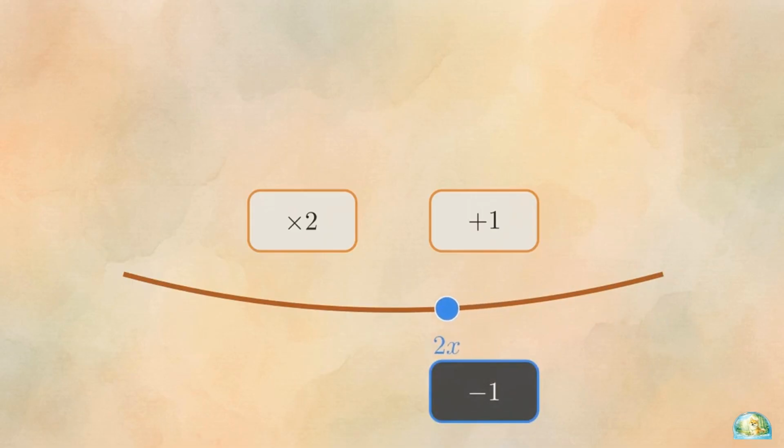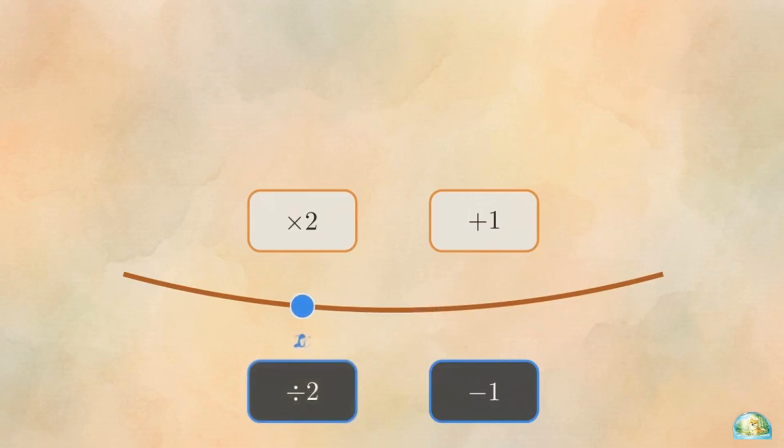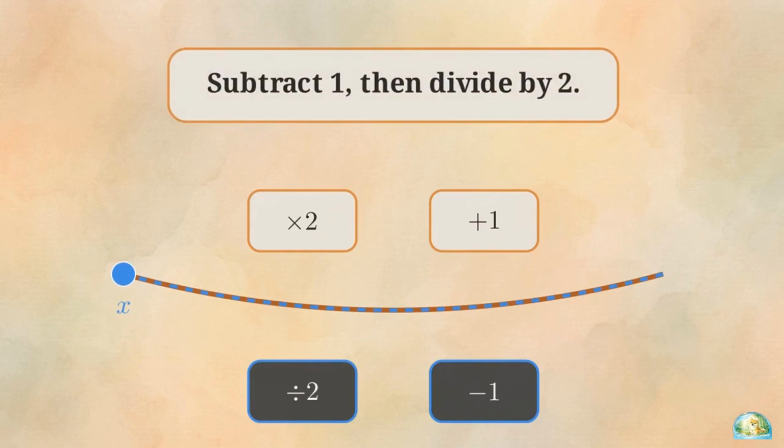First, we undo the addition by subtracting 1. Then, we undo the multiplication by dividing by 2. Working backward through the sequence gives us the exact return path. Subtract 1, then divide by 2.